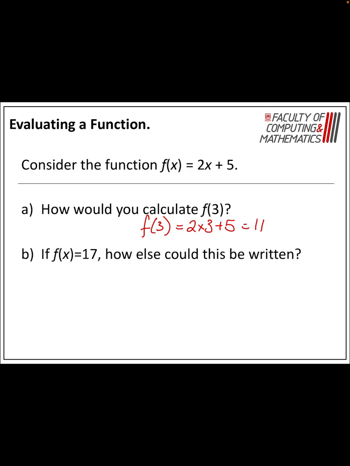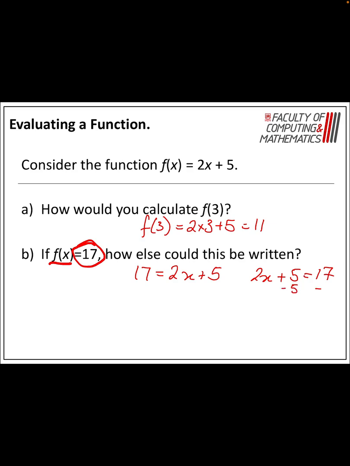Okay, right, so if f of x is equal to 17, how else can this be written? So what I'm telling you, the difference here is the function is equal to 17. So instead of substituting an x, I'm going to change this to 17 is equal to 2x plus 5. Now, when we write equations, we tend to write it left to right. So we would have that, okay, and then you would solve it.